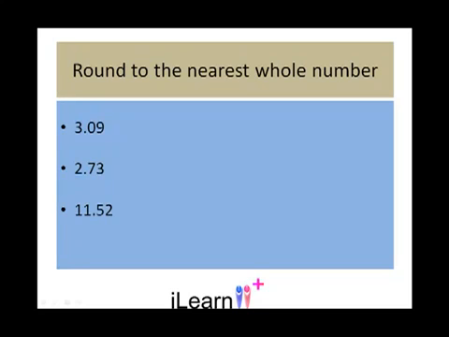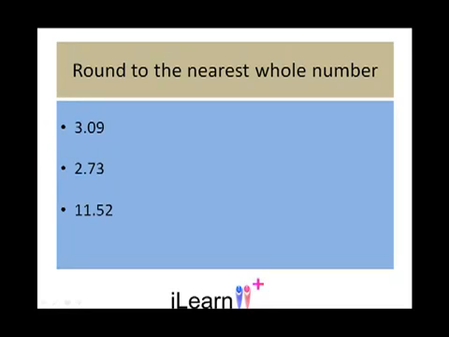Round these to the nearest whole number. A whole number does not have any decimal point number digits after it. So a whole number will be to the left of the decimal point. 3.09. To the nearest whole number.